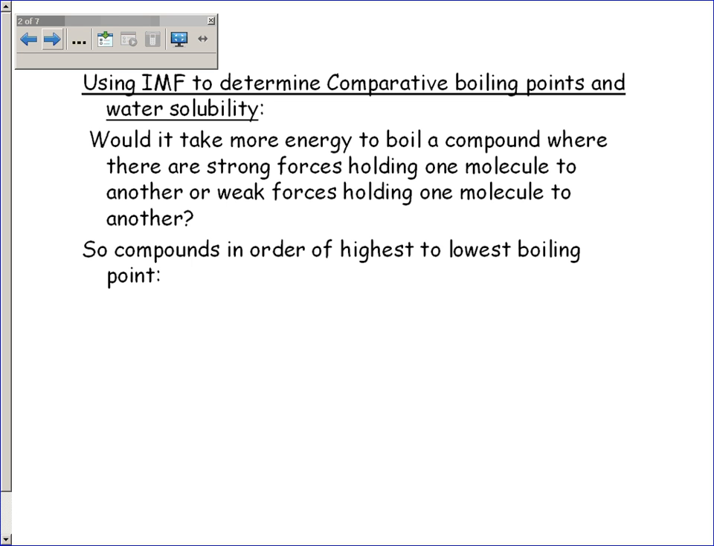Using IMF to determine comparative boiling points and water solubility. Would it take more energy to boil a compound where there are stronger forces holding one molecule together or weak forces holding one molecule together? Obviously, this is going to be strong. More energy to break strong bonds.